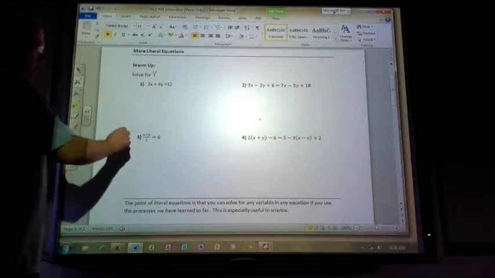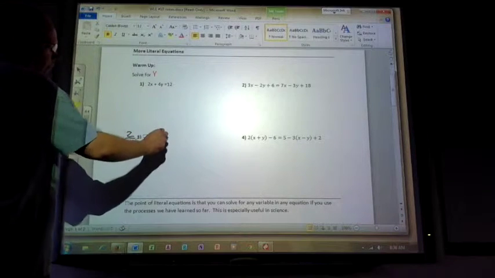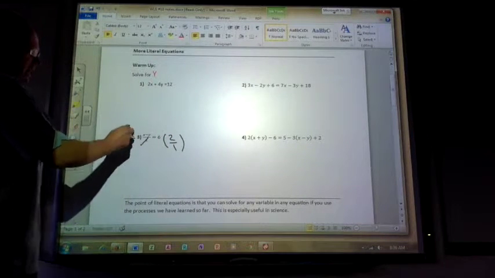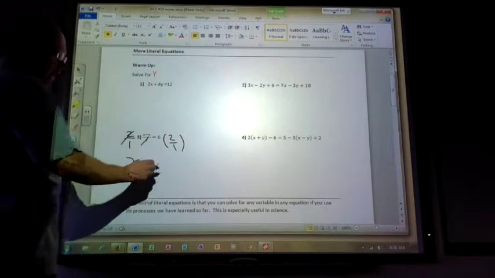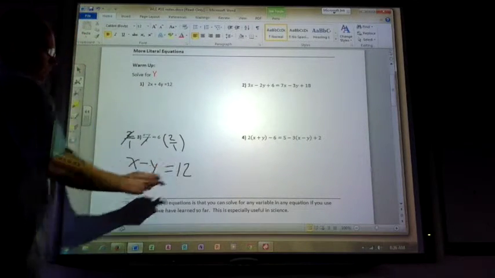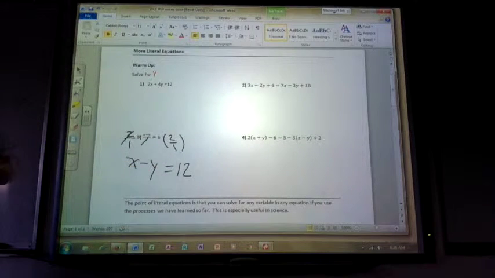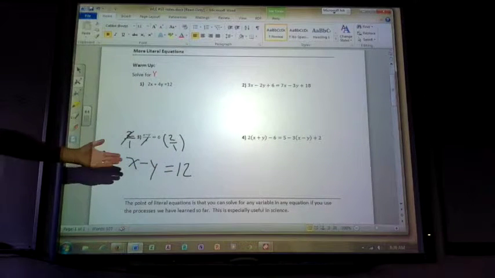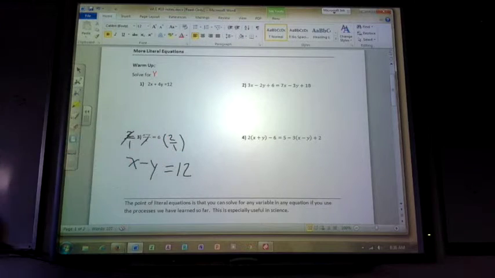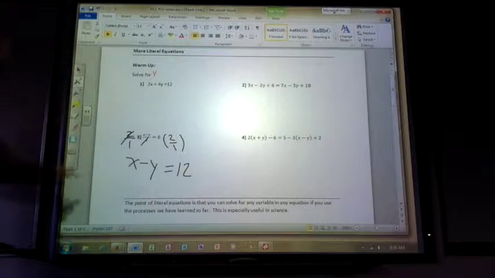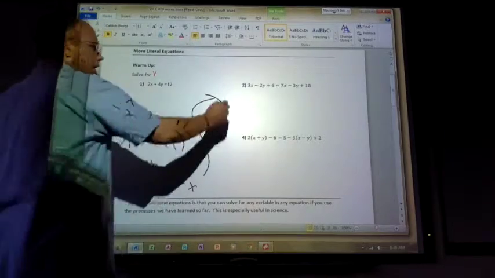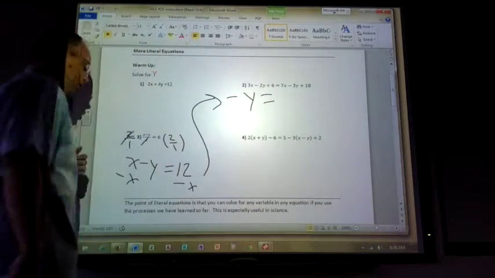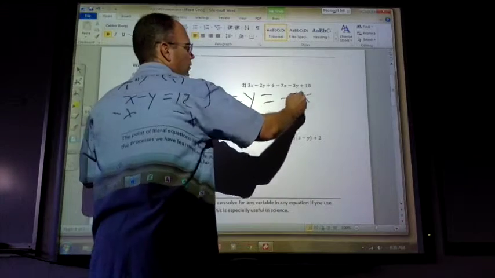2 over 1. Yeah, multiply both sides by 2 over 1. If you do that, that cancels that, and that leaves me x minus y over 1, which is x minus y, equals 12. Okay, we have y here by itself, or y wanted to be by itself, so if I move the x over by what? Subtract it, good. So I get negative y equals negative x plus 12.